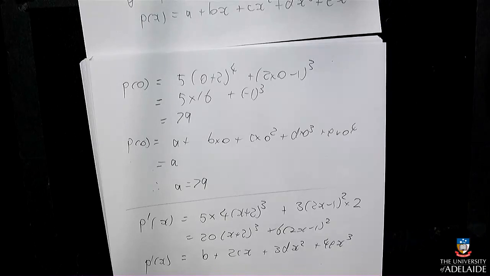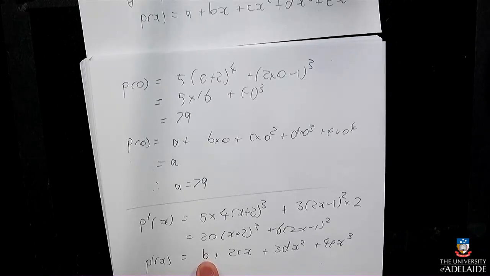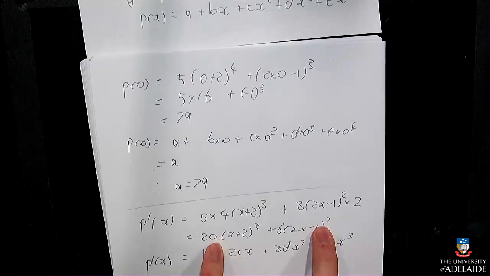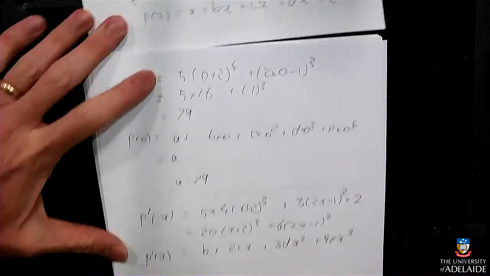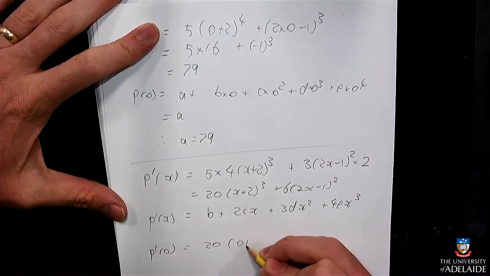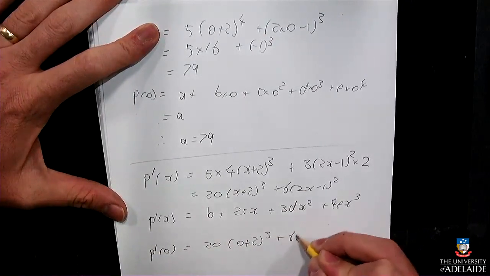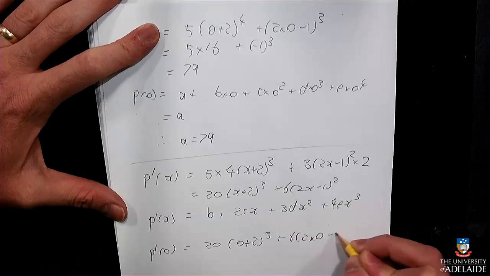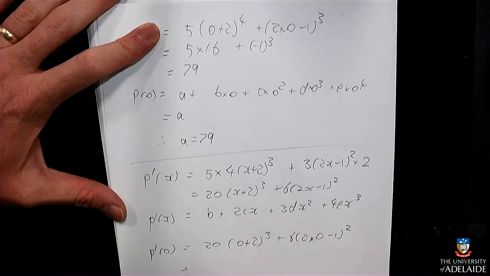So we can do the same trick, because this has got like a b just sitting all on its own. So if I put 0 in for these ones, p dashed of 0 will come out to b. So if I put 0 into this, it should come out to the same answer. So put 0 in here. Now, what have we got?